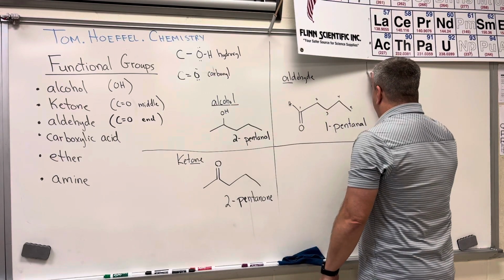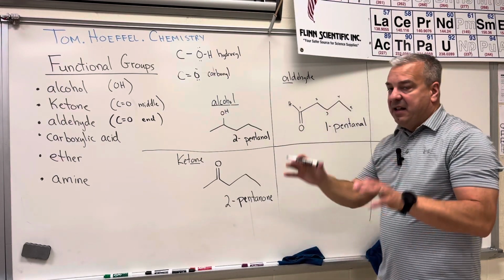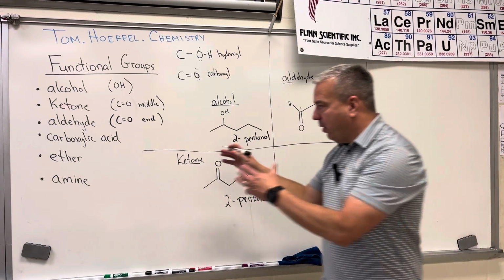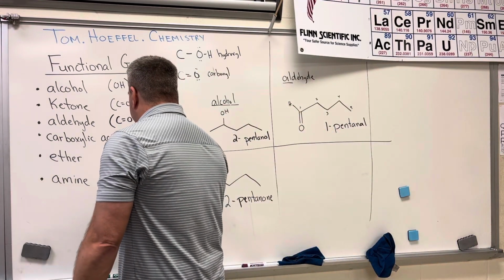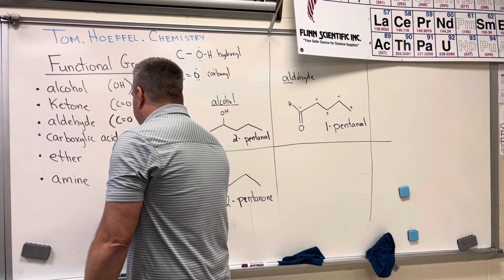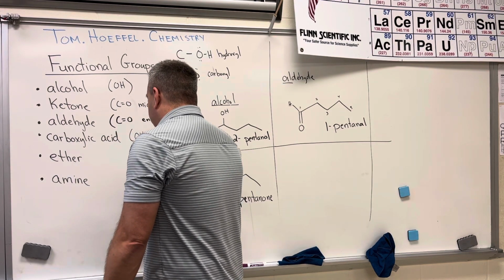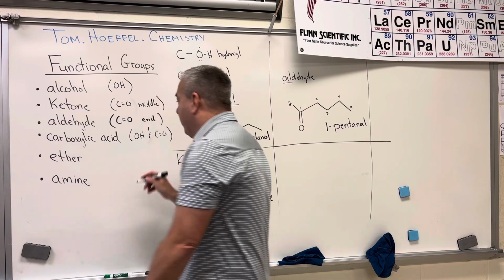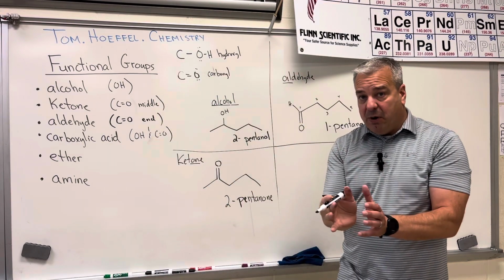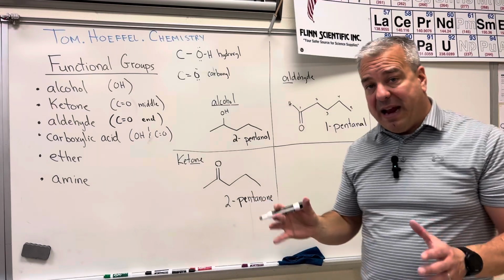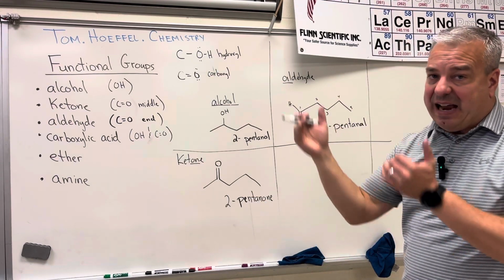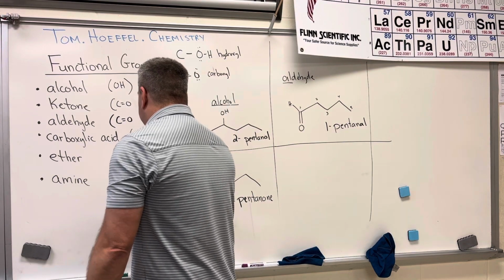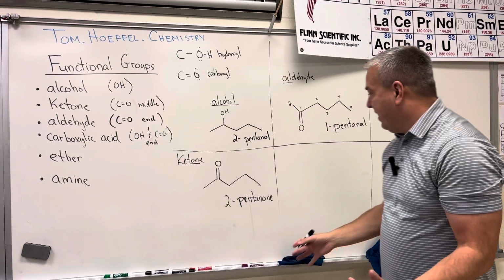Well, how about carboxylic acids? How are carboxylic acids different from the others? Well, carboxylic acids are going to have the hydroxyl group and the carbonyl. They have both. Now, if there's both, and because carbon can only have 4 bonds, this has to happen on the ends as well. So I'm going to add to my notes that this has to happen on the end.